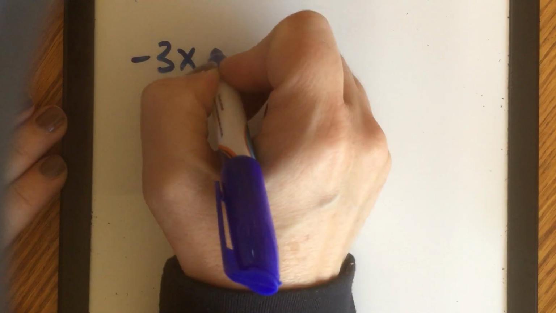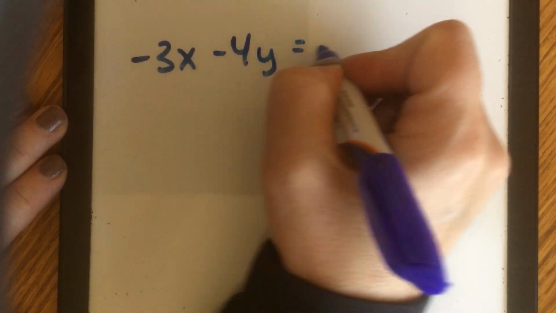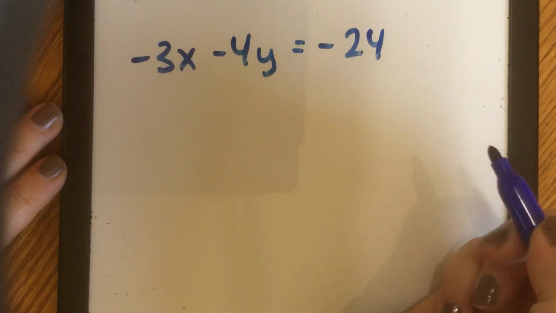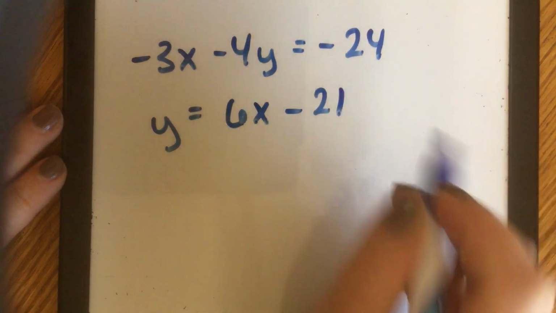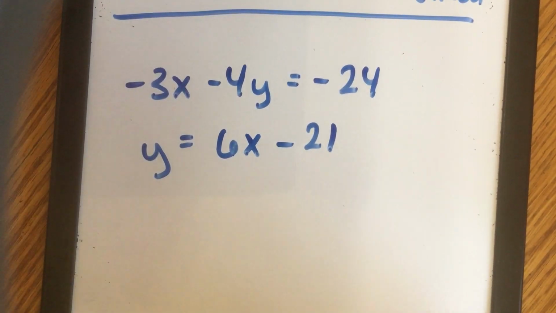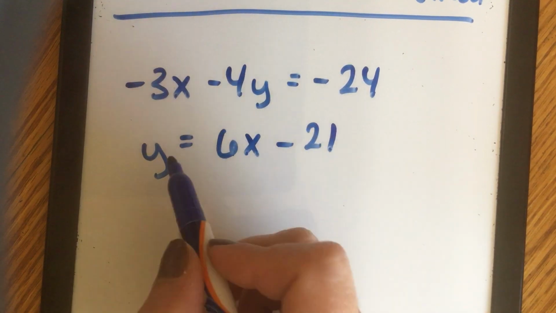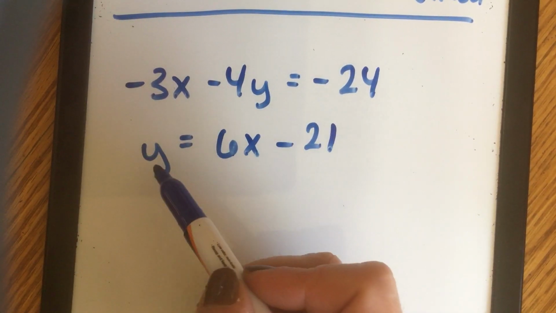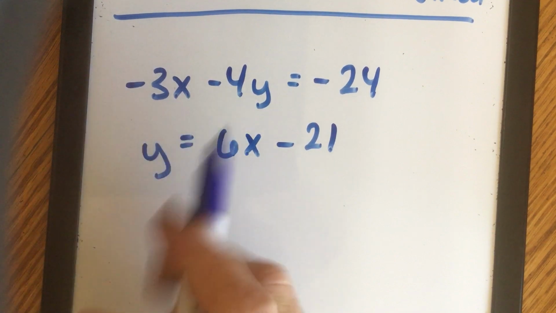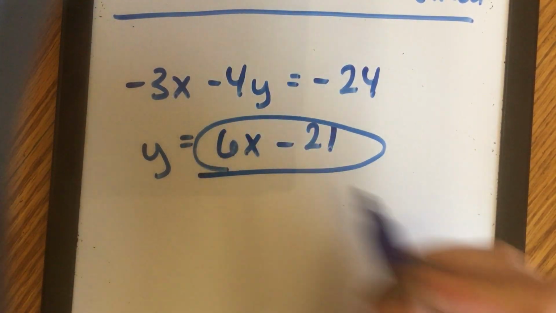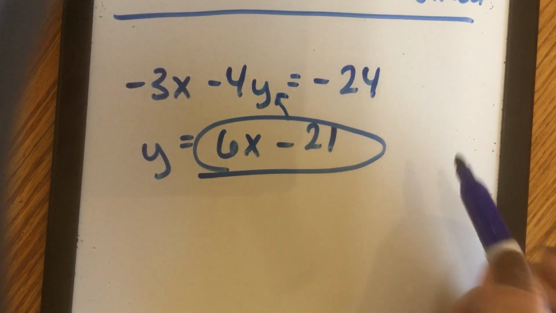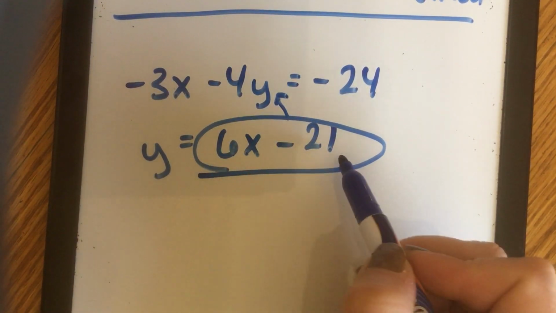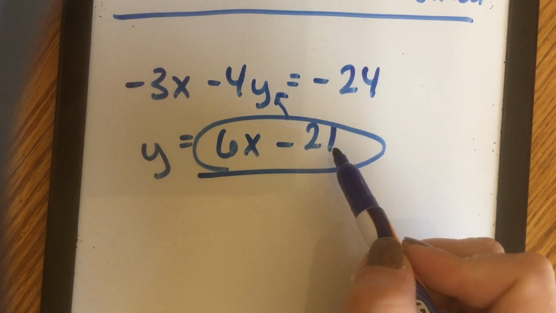So let's say you have negative 3x minus 4y is equal to negative 24, and y is equal to 6x minus 21. Okay, so you take the equation that's solved for y. One of the equations is going to be just x equals or y equals. So if y is equal to this, then we are going to replace or substitute in for y that expression. So because y is equal to this, I can replace this y with this expression.